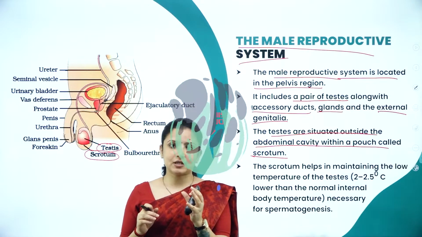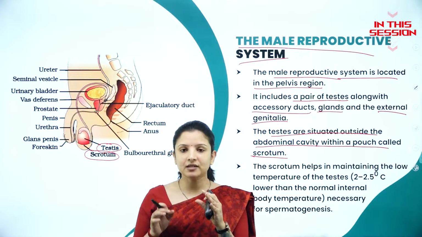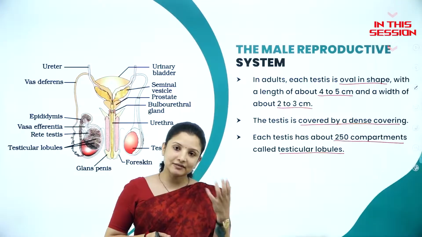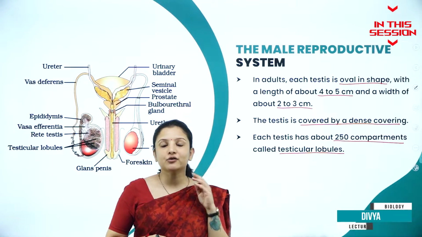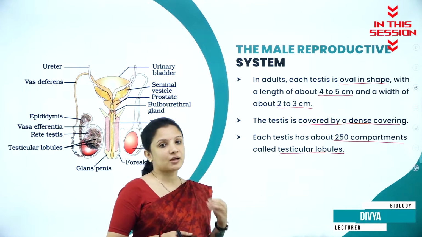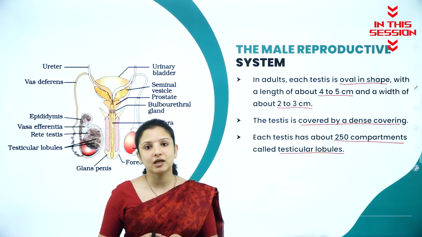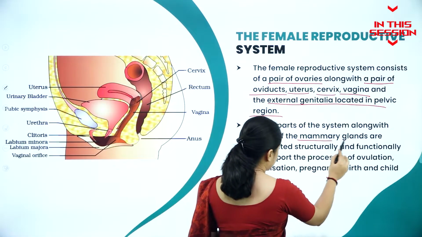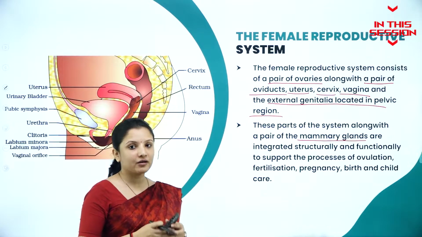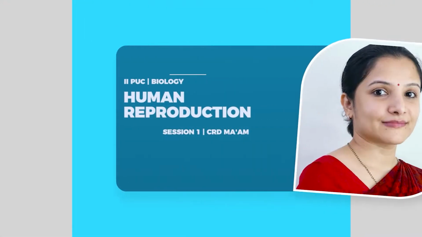Inside the pouch-like structure, actually the testis is present, and that pouch-like structure is called as the scrotum. Inside the testis, what is there? There are 250 compartments which produce sperms, and those compartments are called as the testicular lobules. Mammary glands. So mammary glands also form a part of the female reproductive system.